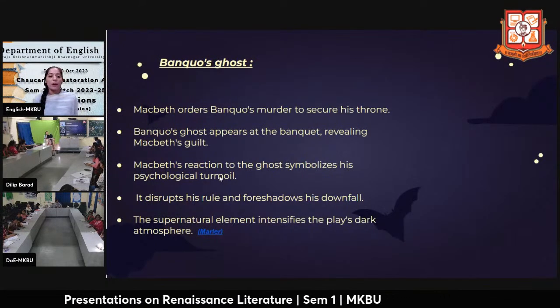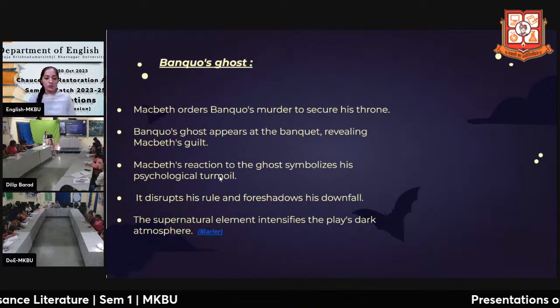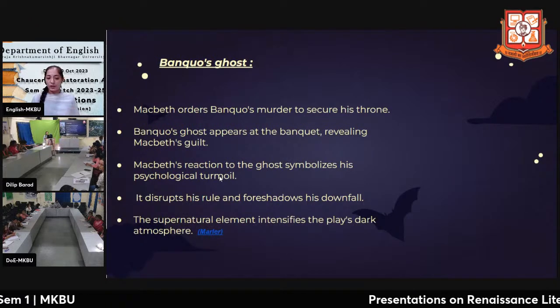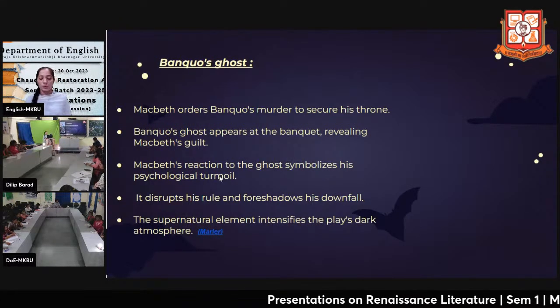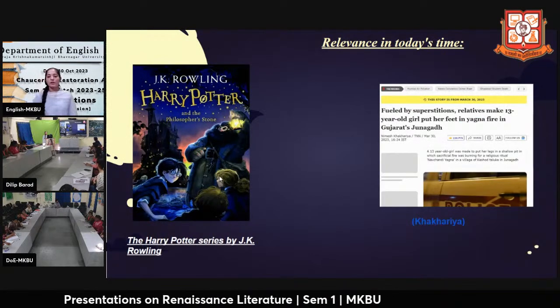Next, we can see Banquo's ghost. He kills his best friend Banquo, and the ghost reveals Macbeth's guilt, and we can find his guilt turns into madness. These are some examples which are relevant in today's time.